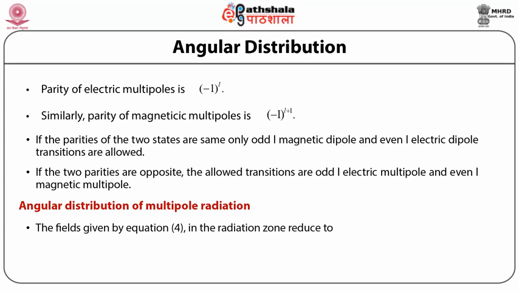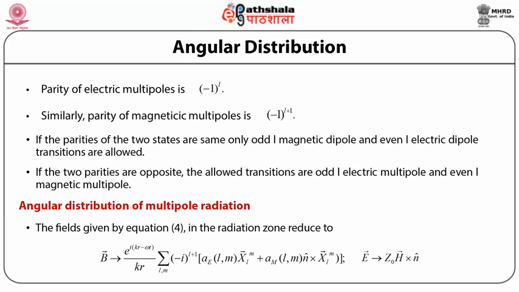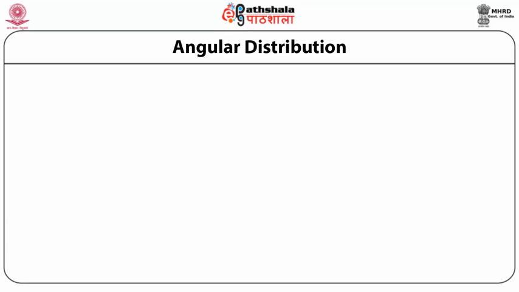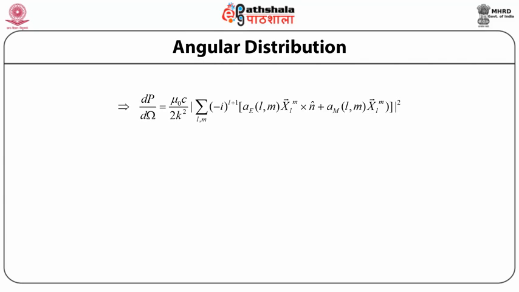The fields given by the equation in the radiation zone reduce to B⃗ → e^(i(kr − ωt))/(kr) Σ_LM (−i)^(L+1) [A_E(L,M) X⃗_LM + A_M(L,M) n̂ × X⃗_LM], and E⃗ → Z₀ H⃗ × n̂, which implies that dP/dΩ = (μ₀c/2k²) |Σ_LM (−i)^(L+1) [A_E(L,M) X⃗_LM × n̂ + A_M(L,M) X⃗_LM]|².